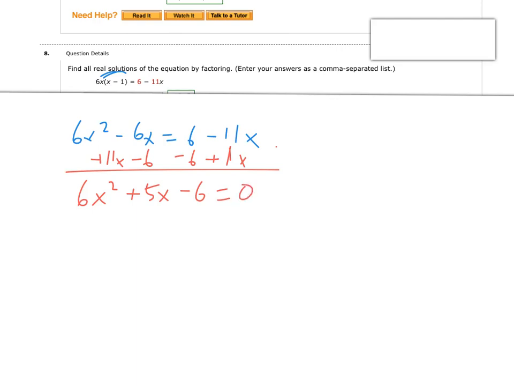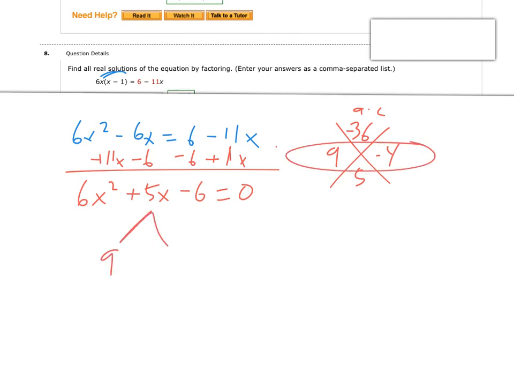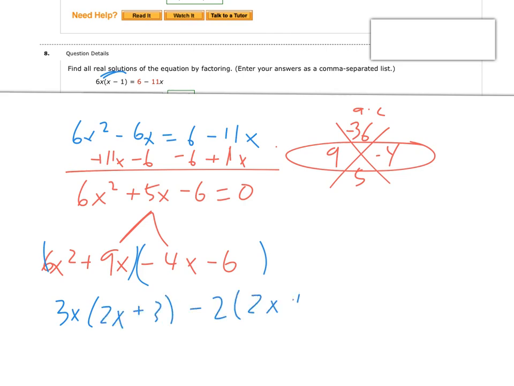All right, so we have that a value of 6 here, so we're going to have to multiply a times c, which would be negative 36, and we need numbers that multiply to negative 36 and add to positive 5, so that's 9 and 4. All right, and then since we have that a value, we're going to have to split up this middle term with those numbers, so we get 9x and negative 4x. And then we'll group these together. So the first group I can take out 3x, which leaves me with 2x plus 3. The second group I can take out negative 2, which leaves me with 2x plus 3, which means we got 3x minus 2 and 2x plus 3 equals 0.